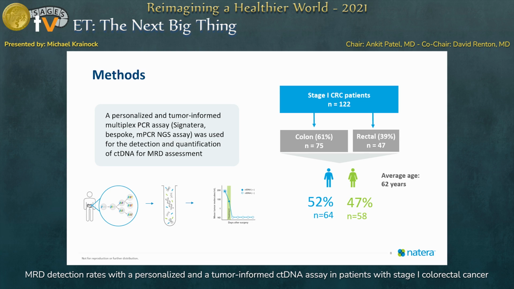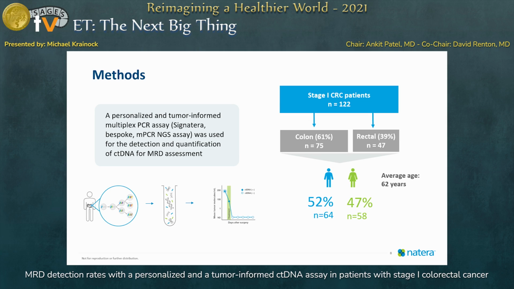We do a whole exome sequence on the cancer. We do a whole exome sequence on the nucleated peripheral cells, and then we do a comparative sequencing analysis and select 16 clonal passenger mutations that are unique to that patient's cancer only. That's kind of the methodology behind the test.